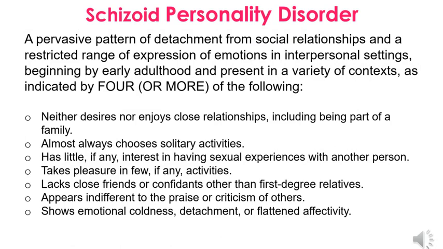According to DSM-5, a person with schizoid personality should have four or more of the following, beginning by early adulthood. 1. Neither desires nor enjoys close relationships, including being part of a family. 2. Almost always chooses solitary activities. 3. Has little, if any, interest in having sexual experiences with another person. 4. Takes pleasure in few, if any, activities. 5. Lacks close friends or confidants other than first-degree relatives.